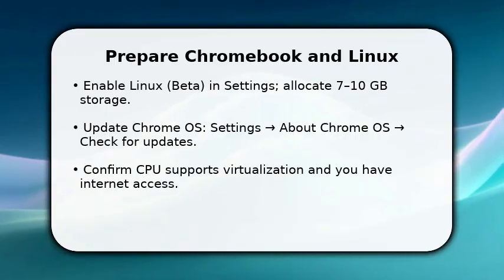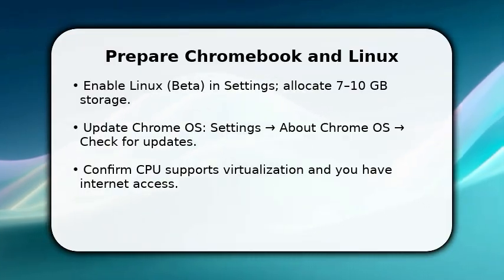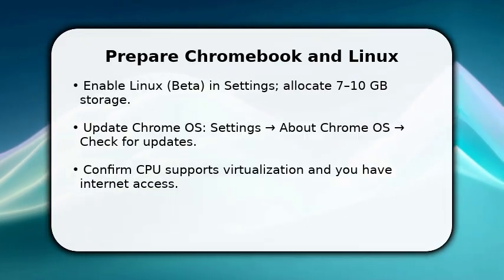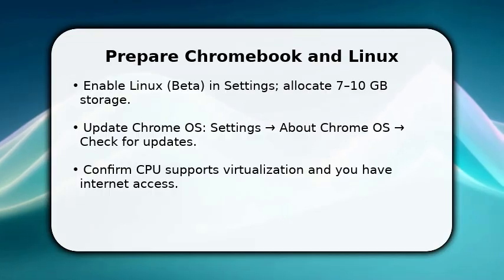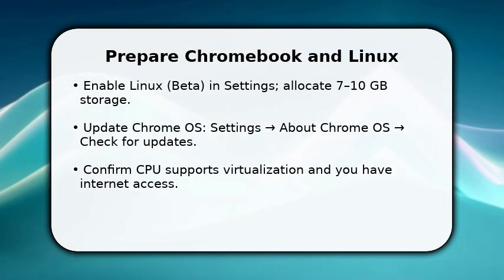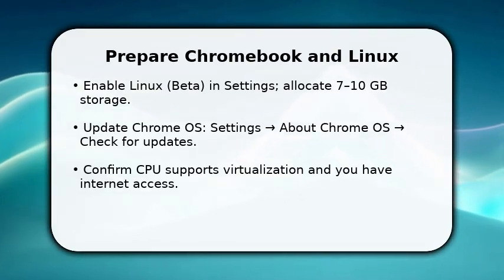You'll start by enabling Linux Beta so Visual Studio Code can run. Open Settings, turn on Linux, and pick a sensible disk size. 7 to 10 GB is usually enough. Once done, update Chrome OS so the Linux container uses current packages. This reduces dependency errors. Make sure your machine is plugged in and connected to the internet.